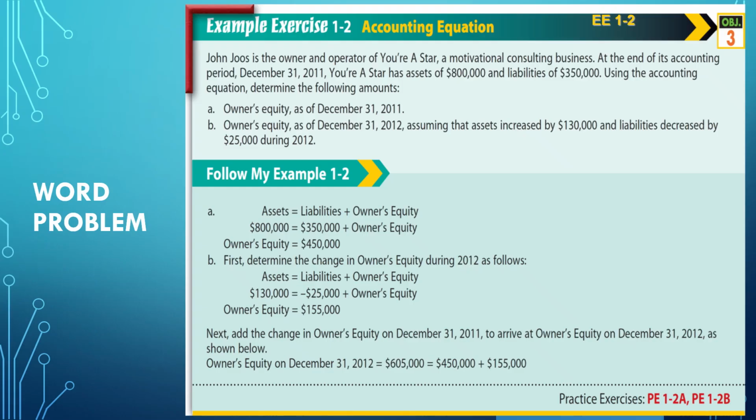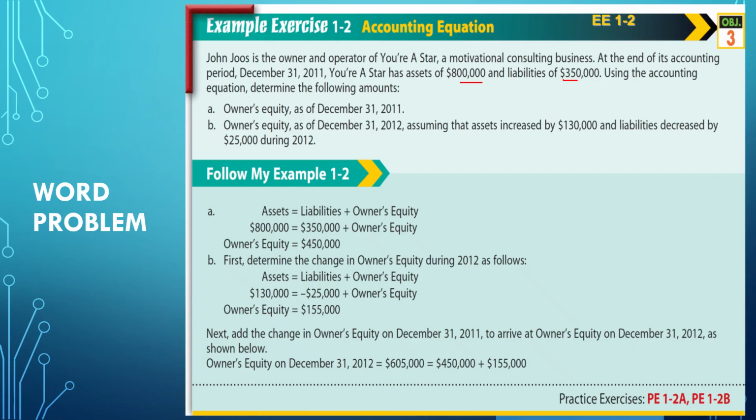Now, how about we do a word problem? For example, John Juice is the owner and operator of a Eurostar, a motivational consulting business. At the end of its accounting period on December 31, 2011, Eurostar has assets of 800,000 and liabilities of 350,000. Using the accounting equation, determine the following amounts.